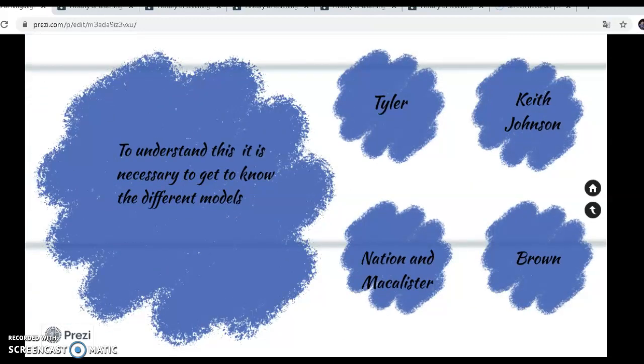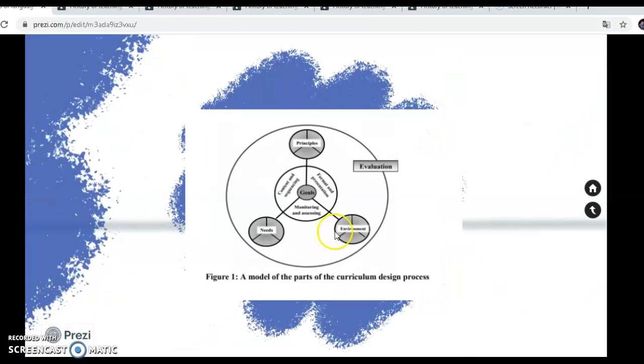Finally, we have Nation and McAlister. Nation and McAlister had at the core the goals, the content and sequencing, the format and presentation, monitoring and assessing, based on principles, environment, and needs. However, it is necessary to evaluate frequently those principles, those needs, and the environment in order to come to the different goals that will achieve the content and sequencing, the format and presentation, and the monitoring and assessing.